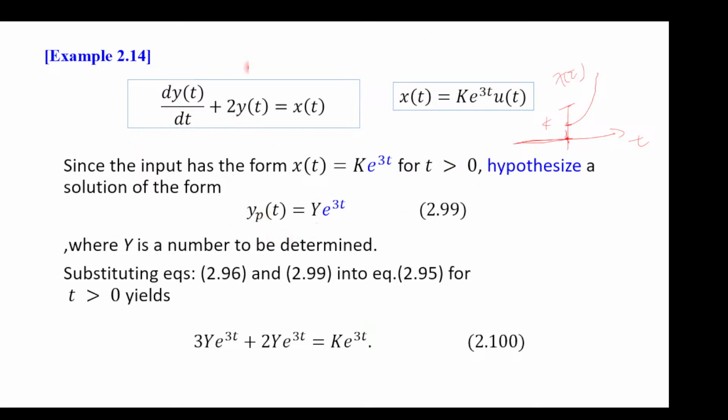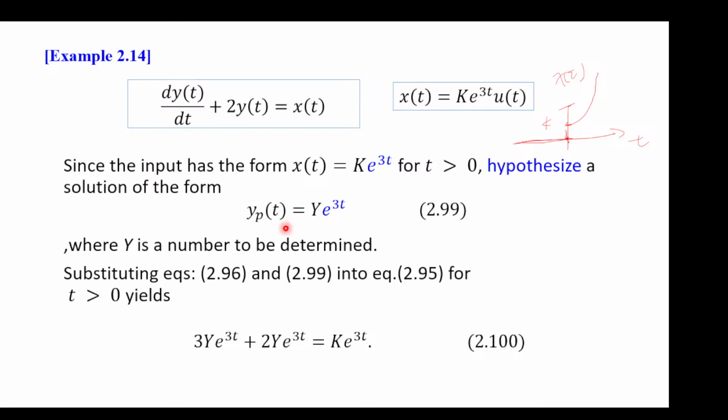We want to solve those two equations together. So just this thing equal to this thing: dy/dt plus 2y of t equal to k e to the 3t times u of t. Let's focus on the t bigger than 0 part, so let's ignore this u of t and just focus on t bigger than 0. Then x of t is just the exponential function, x of t equal to k e to the 3t.